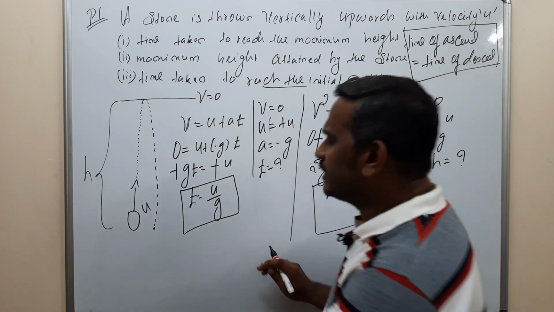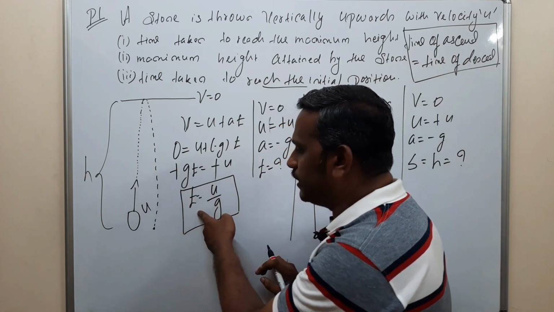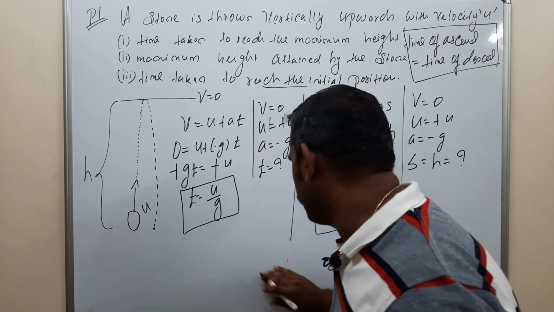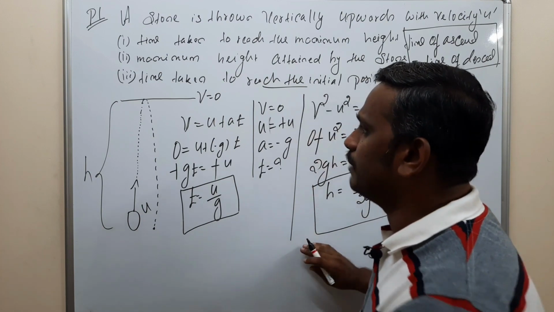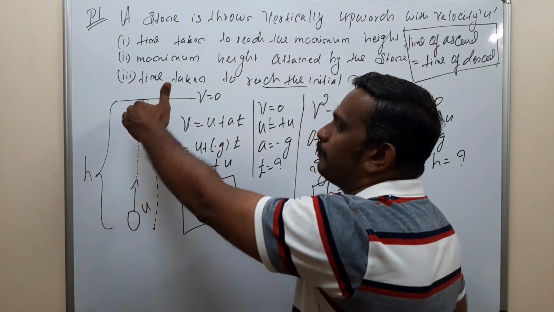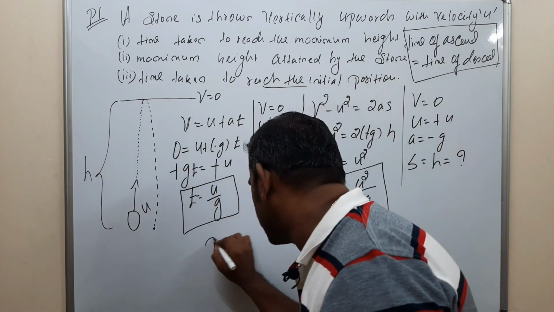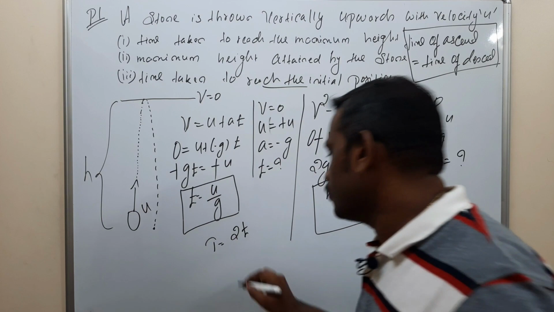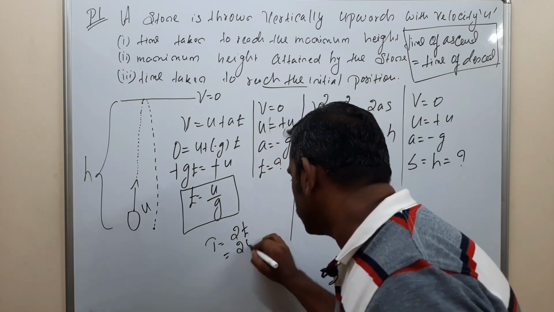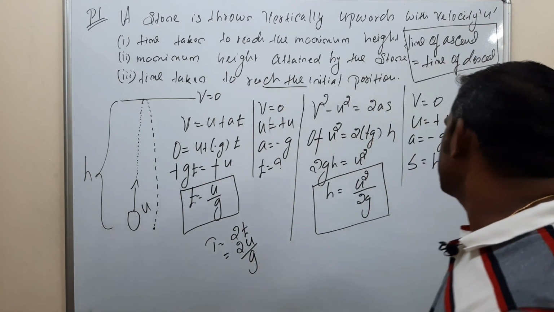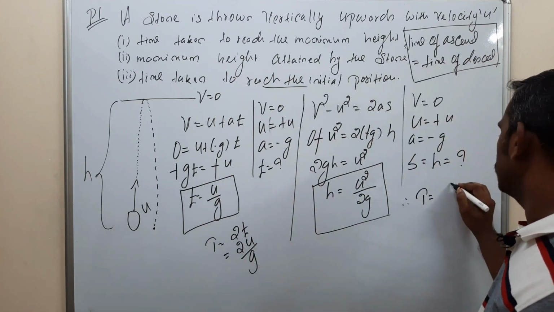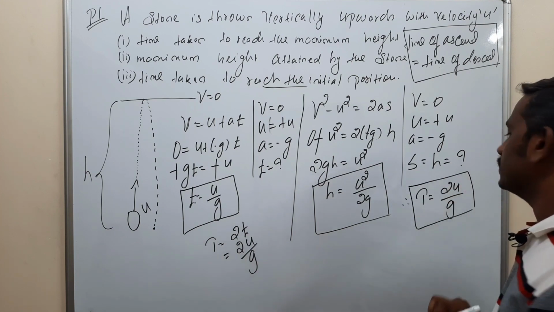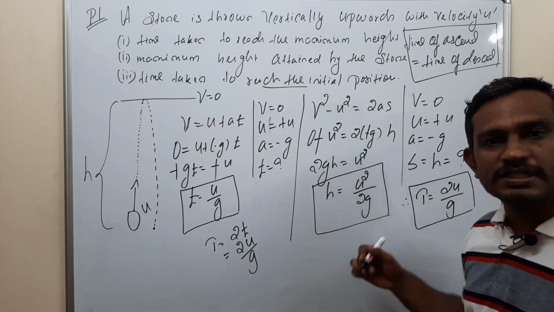What is the time taken for the ascent? That is upward motion. We already derived t is equal to u by g. So the same amount of time it will take for the downward motion. Therefore, the time of flight. Time of flight is the total time for the upward motion and the downward motion. It is represented by the capital letter T. So T is equal to 2 times t. What is t? That is u by g. So therefore, T is equal to 2u by g. So this is the time taken by the stone to reach the initial position.